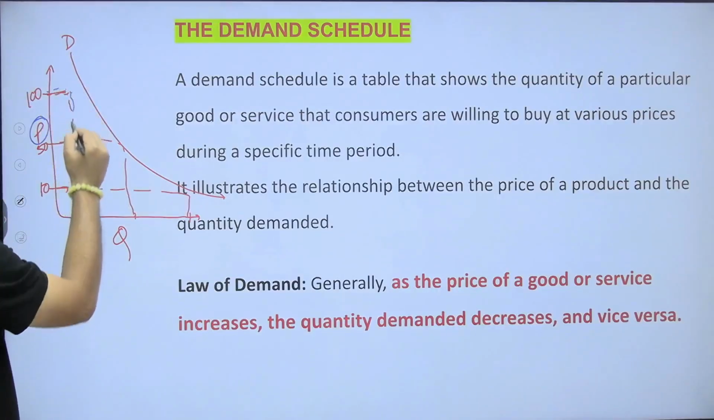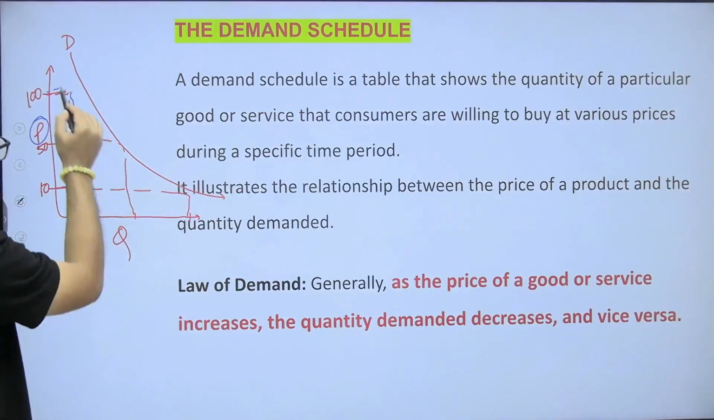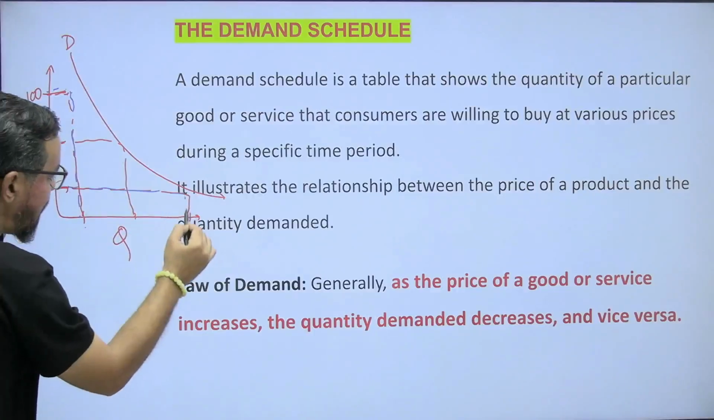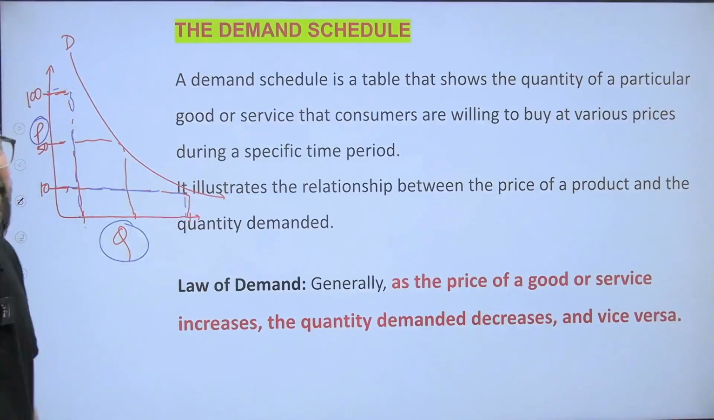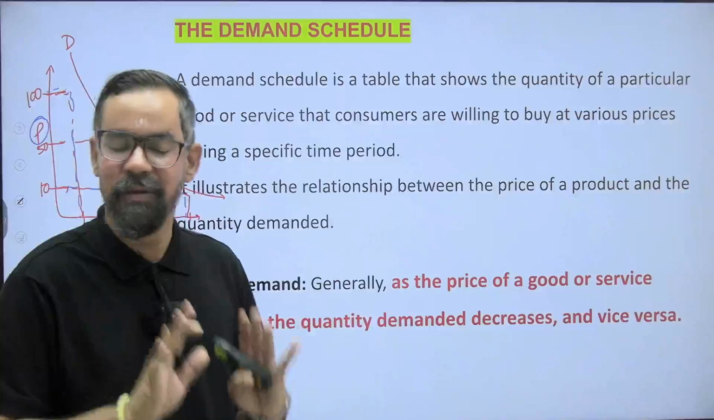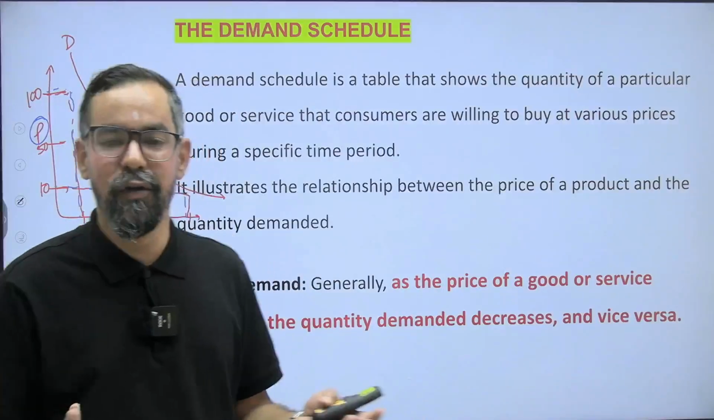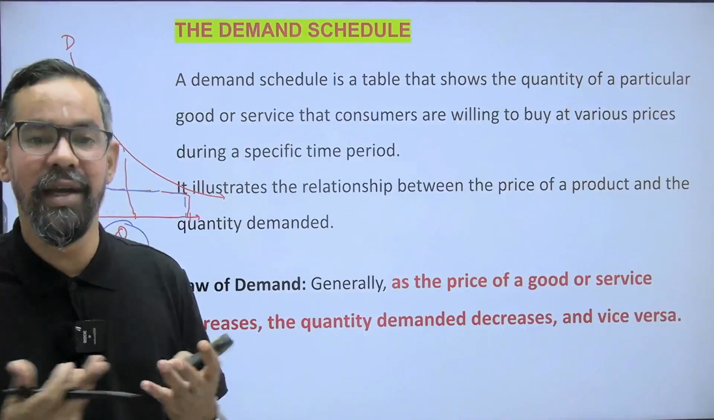So this is the first one. If the prices are on the lesser side, the quantity demanded will be on the higher side. So this is the basic logic behind this. Very simple one. We generally follow this on our daily basis, right?